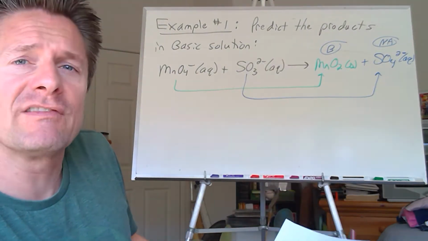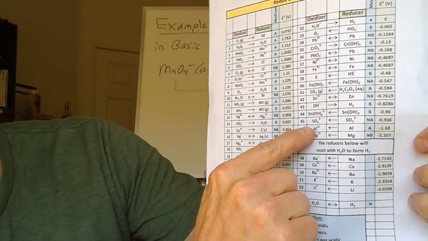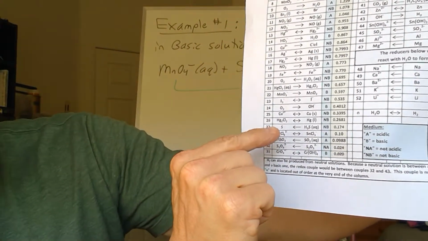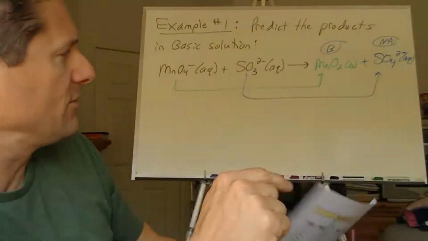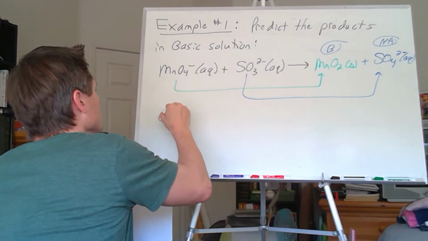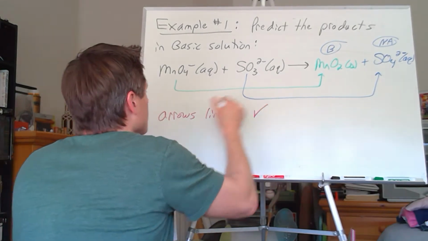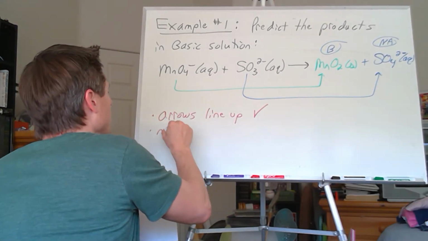We could balance this using the half reaction, but that's for another video. Now, do the arrows line up? So here's your sulfite ion. Yes, it points over to the sulfate, and the permanganate points to the MnO2. So the arrows line up. That's good. Mediums are favorable.